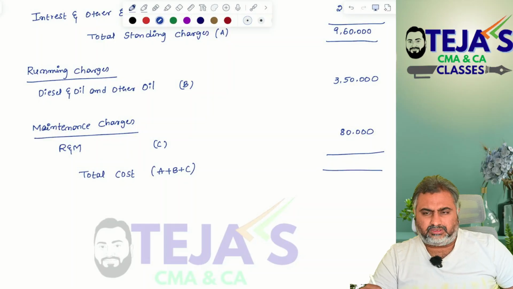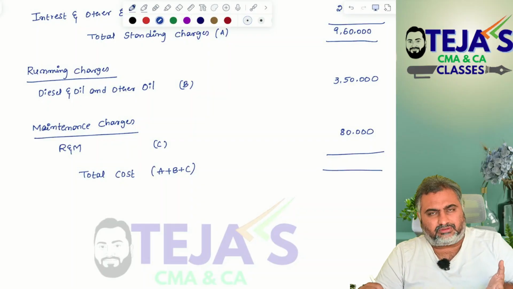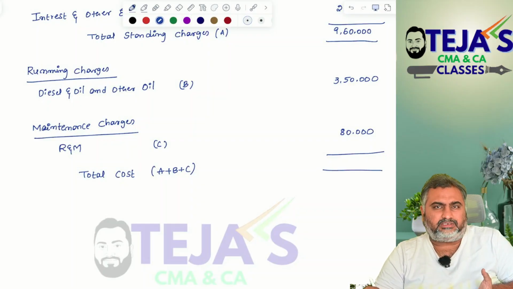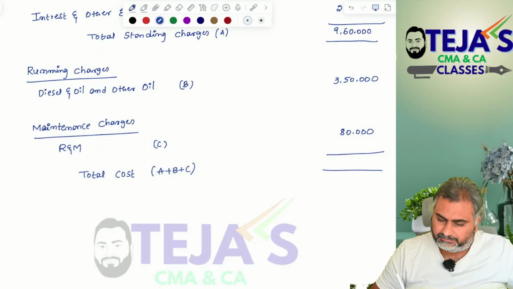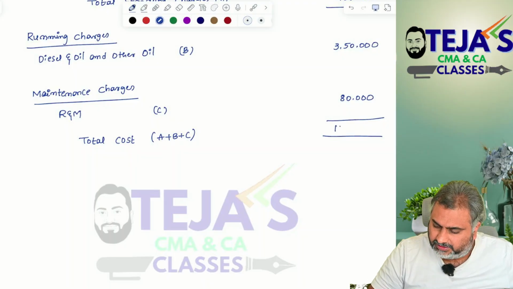Here you are not doing any extra work. Whatever information is given in the question, you take that information and arrange the data according to the relevant headings. So totally, how much are we getting?